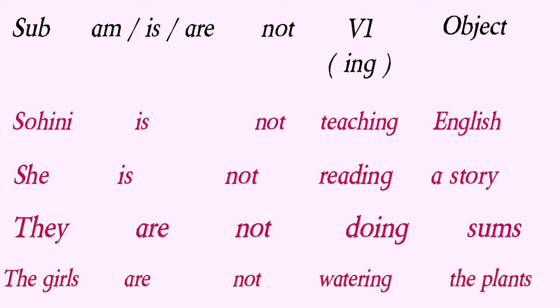The girls are not watering the plants. In the subject we are placing the girls, in the am, is, are helping verb we are placing are, in the not we are placing not, in the first form of the verb we are placing water adding ing which is watering, and in the object we are placing the plants.